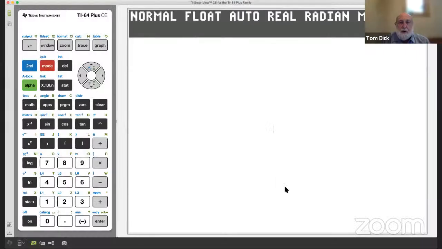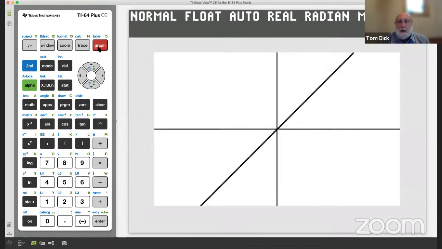All right, I'm going to try to share my screen here. See if I can pull up just a quick calculator illustration. So I pulled up a TI-84. I hope you all are seeing that. I'm just going to jump into a graph here. Oh, here we go. So here's a nice graph.